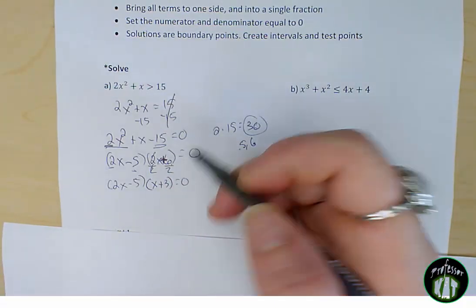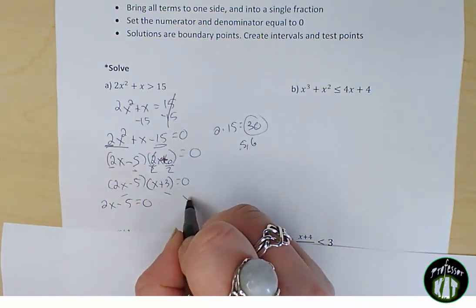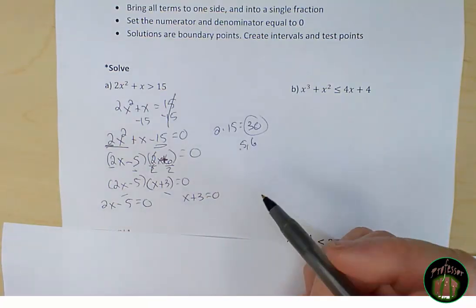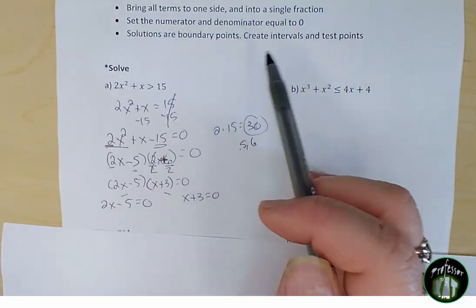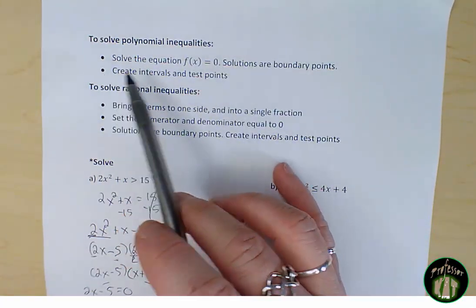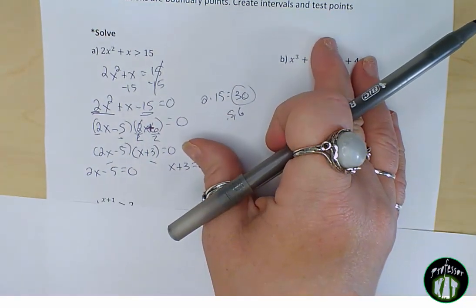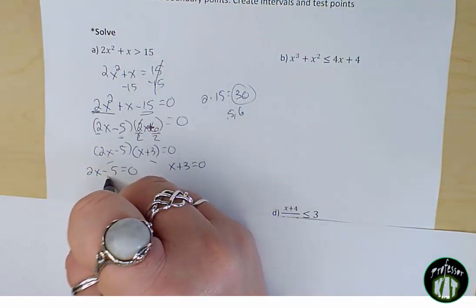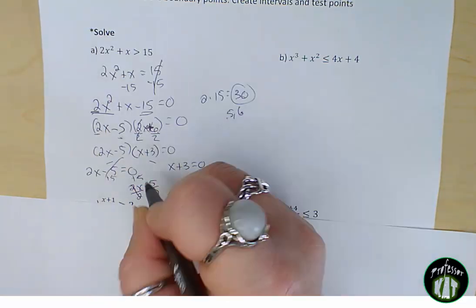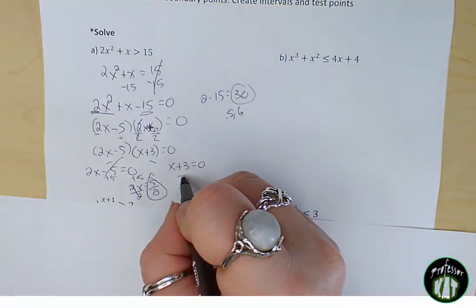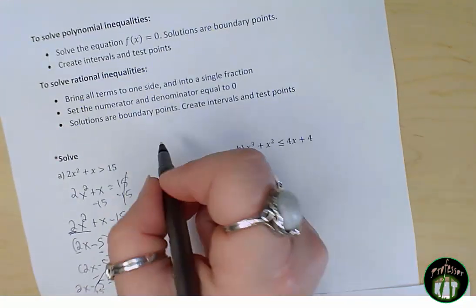Now that we have our quadratic equation factored, we go to our zero factor property, which says split your factors up, set them each equal to 0, and solve. So separate your parentheses, set them each equal to 0, and solve. Once we're done solving, your solutions are going to be boundary points, which we'll talk about more in a little bit. When we solve this, we add 5 to the other side and divide by 2 to get x is 5 halves. Then subtracting 3 on the other side gives us x is negative 3.